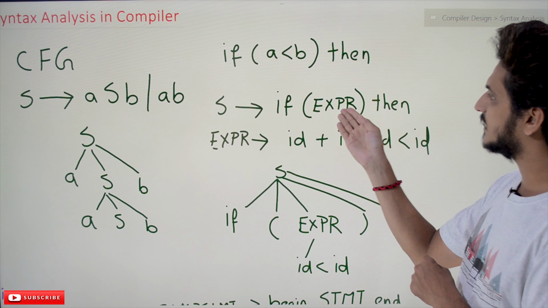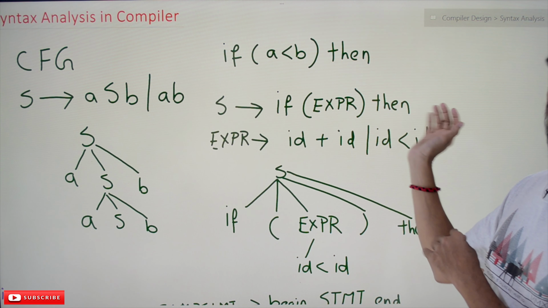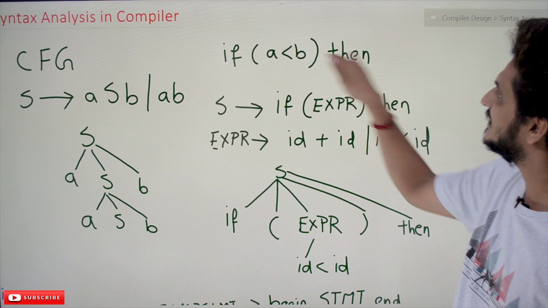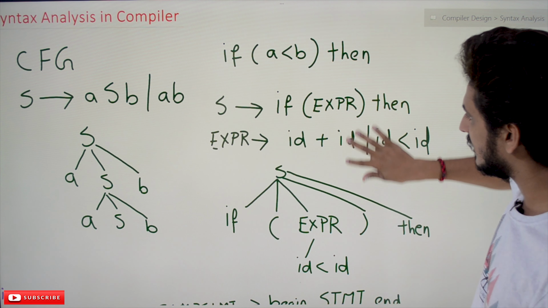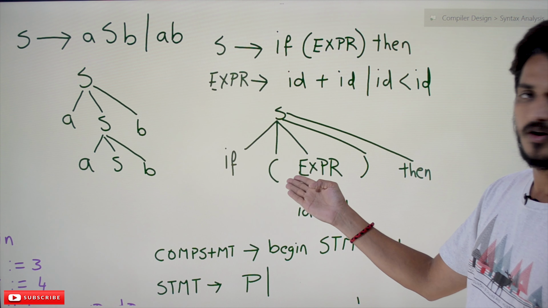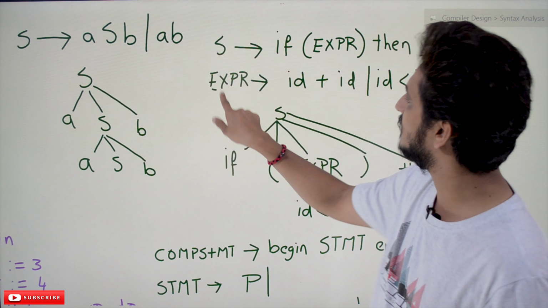After finding the expression, check for the closed bracket token. Then you have to go for a then keyword token. If these are found, yes, this line is syntactically correct. This is analyzed like this in context-free grammar. S tends to check for if, check for an open bracket, then expand expression. Which expression has been found in our example?